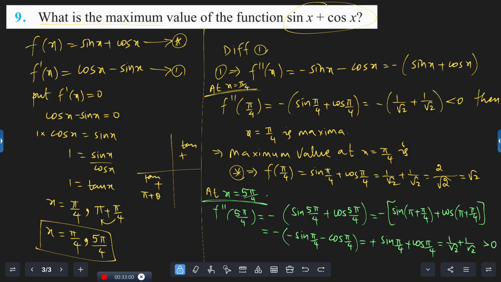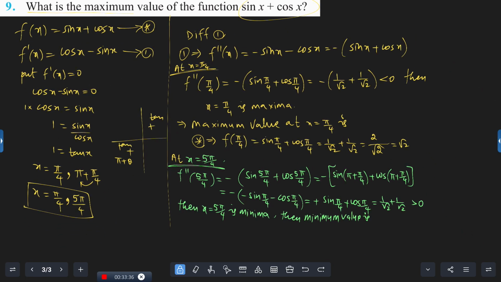Now what we can say? Minima. Then x is equal to 5 pi by 4 is minima. Then the minimum value is, children, how we can find a minimum value? Can you tell me? How we can find a minimum value? Take the x value, substitute in the question, that is star.